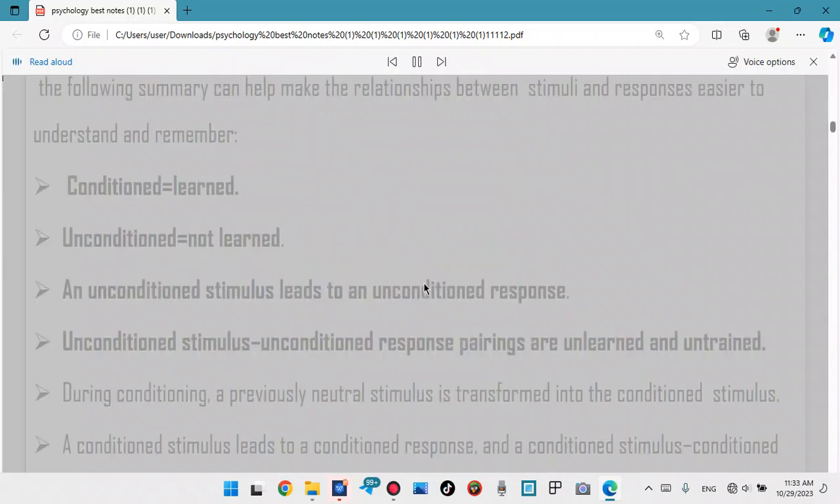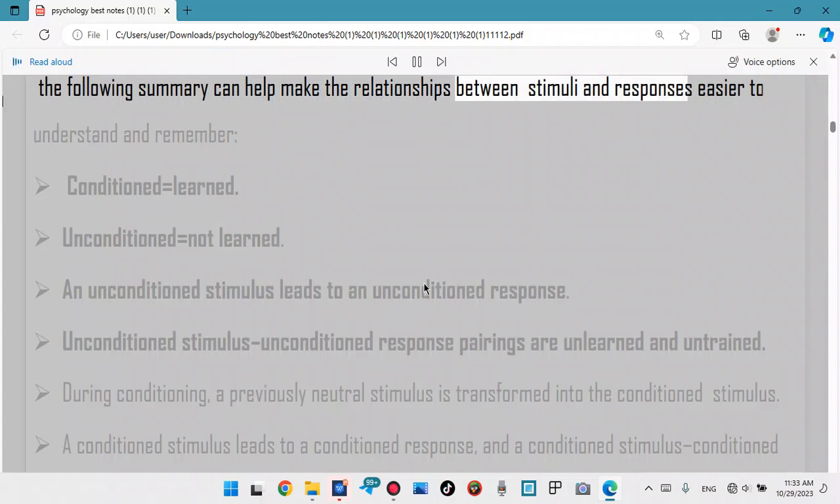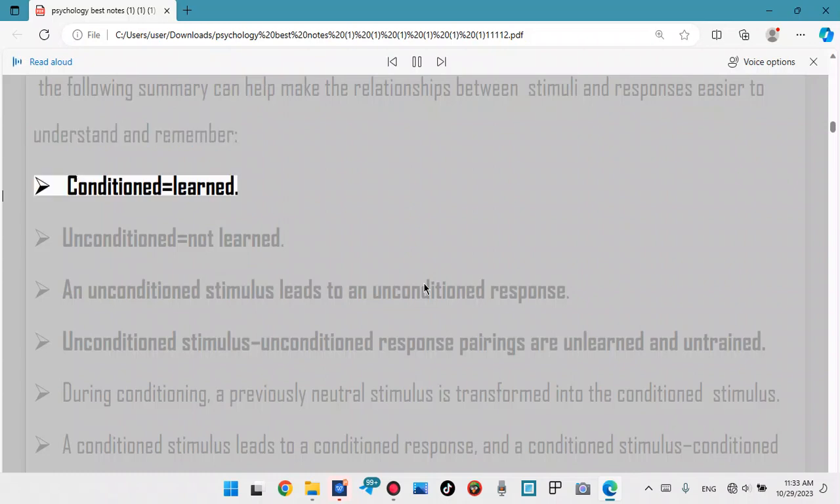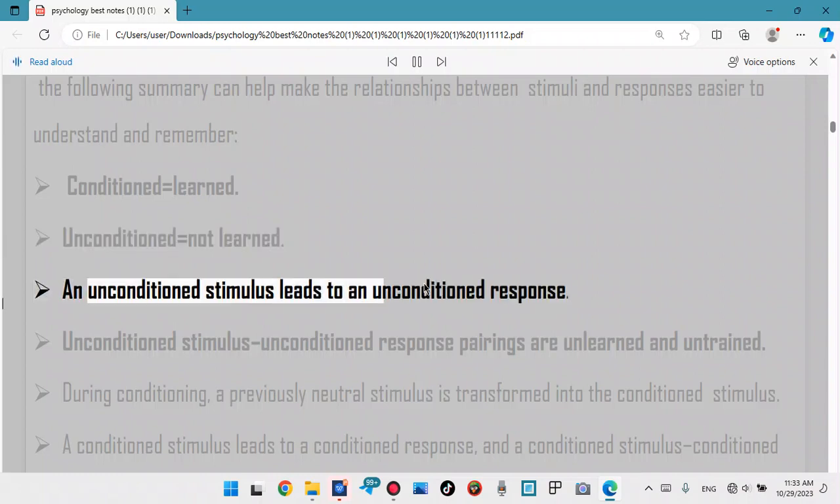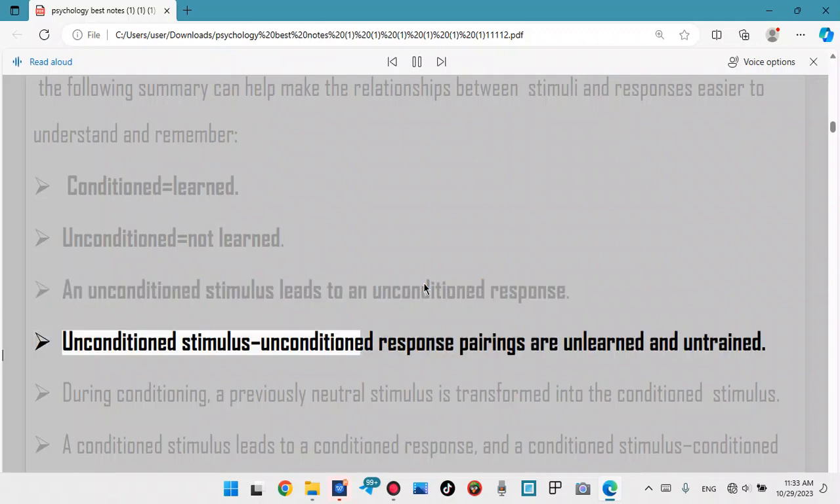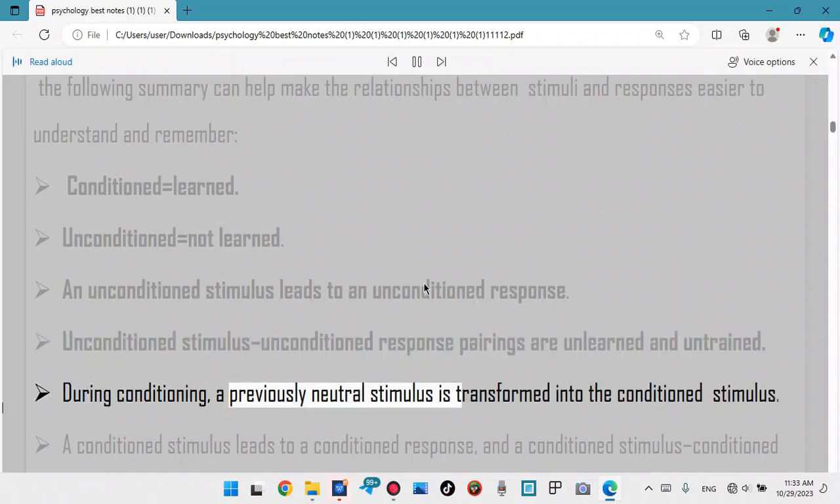The following summary can help make the relationships between stimuli and responses easier to understand and remember. Conditioned equals learned. Unconditioned equals not learned. An unconditioned stimulus leads to an unconditioned response. Unconditioned stimulus, unconditioned response pairings are unlearned and untrained. During conditioning, a previously neutral stimulus is transformed into the conditioned stimulus.